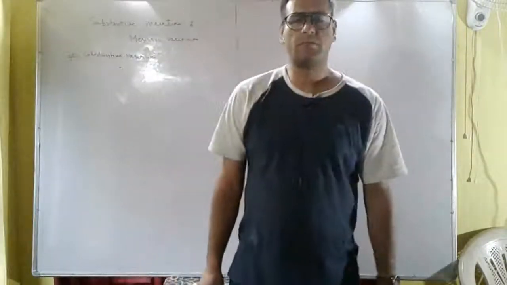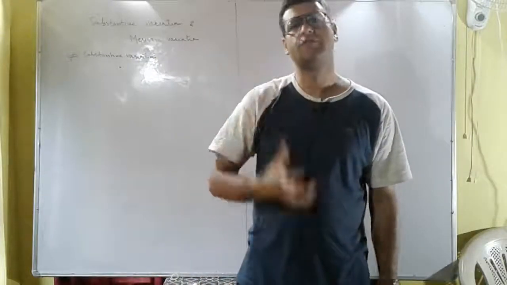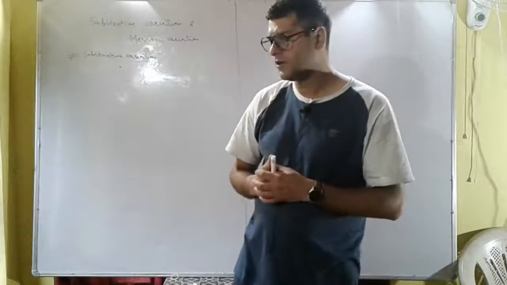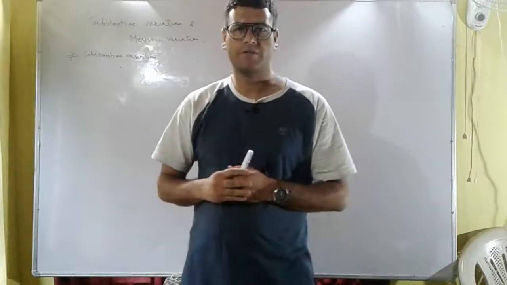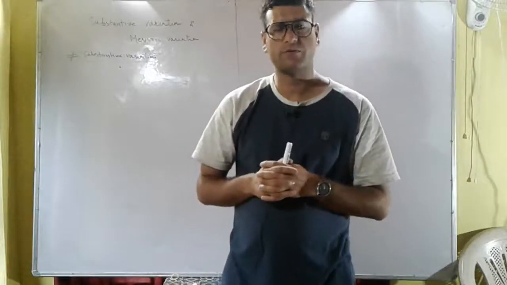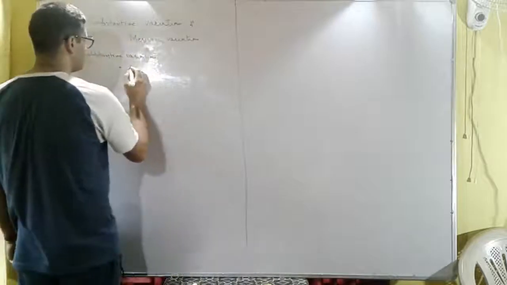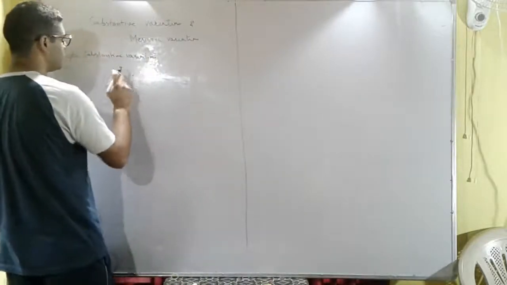Today we will talk about what is substantive variation and what is meristic variation. Substantive variation is that variation which influences the external appearance of an organism. So the variation which affects the external appearance of an organism is known as substantive variation.